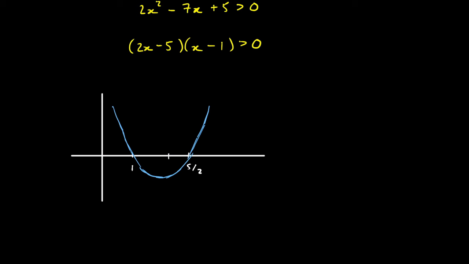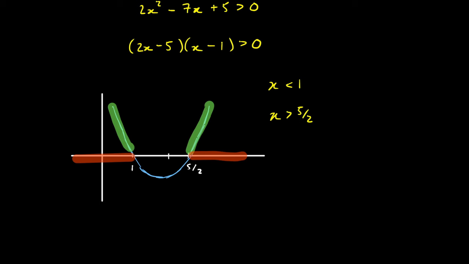Now, what do we want? We want this entire quadratic to be greater than 0, right? So we've got to ask ourselves the question, when is our quadratic greater than 0? Well, it's here or here, right? So these are the parts of the graph where the quadratic is greater than 0. So I'm interested in this region and I'm interested in that region. Well, what values of x give us that region? Well, either we've got x values which are greater than 5 upon 2, or which are less than 1. So in the end, our answer is going to be that x must be less than 1, or x is greater than 5 upon 2. Okay, and those are going to be our answers.